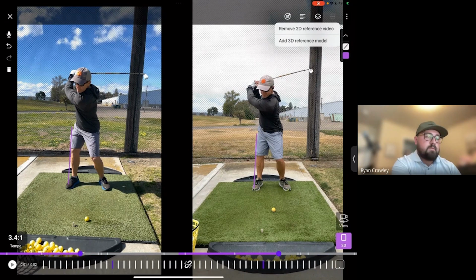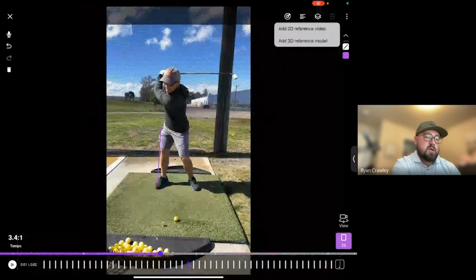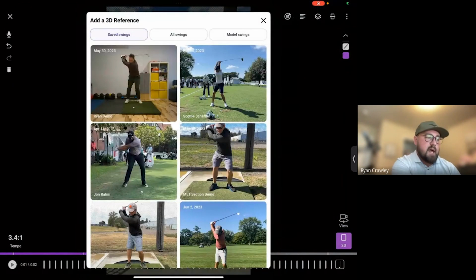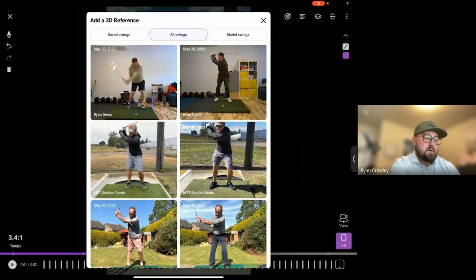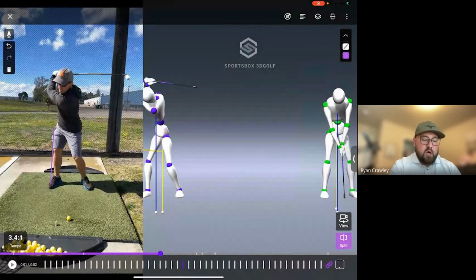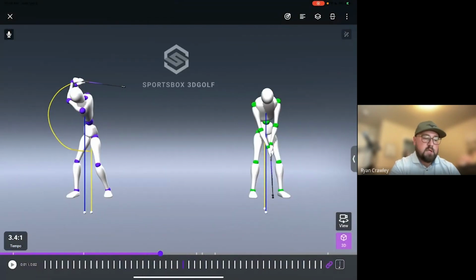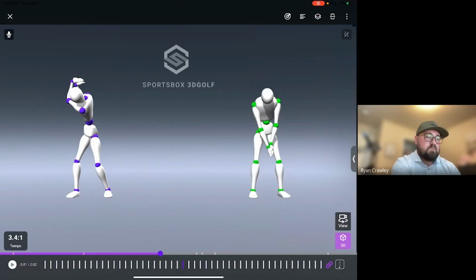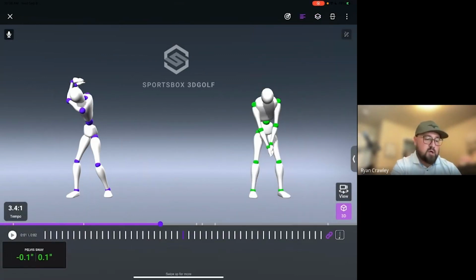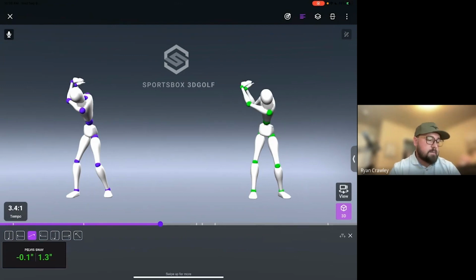When we pull it up in a 3D versus 3D comparison, you'll be able to see that a little more clearly. That's really important for our students, because if we have a hard time seeing it, they're definitely not going to see it, and they're going to have a hard time seeing the progress they're making along the way. Down at the bottom, we have a tracker for pelvis sway, showing how much the pelvis is moving either away from the target or towards the target.